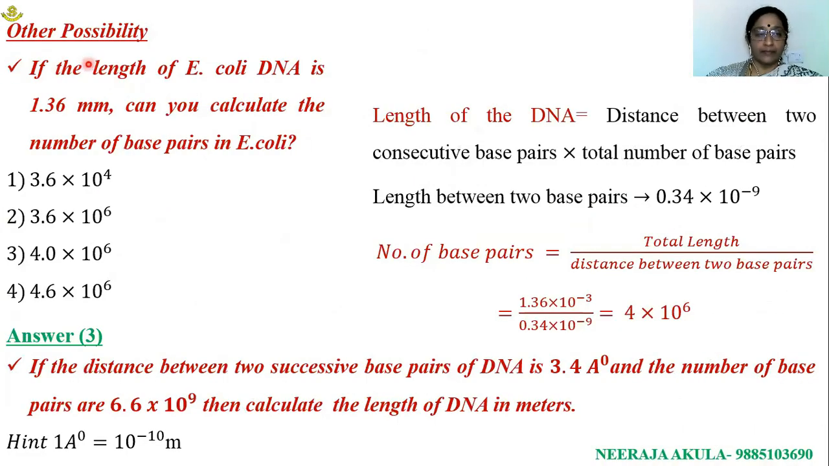Here is another possible question. If the length of E. coli DNA is 1.36 millimeters, can you calculate the number of base pairs in Escherichia coli? So in order to calculate the length, we multiply the distance between two consecutive base pairs into the total number of base pairs. So here we need the number of base pairs, so total length divided by the distance between two consecutive base pairs.